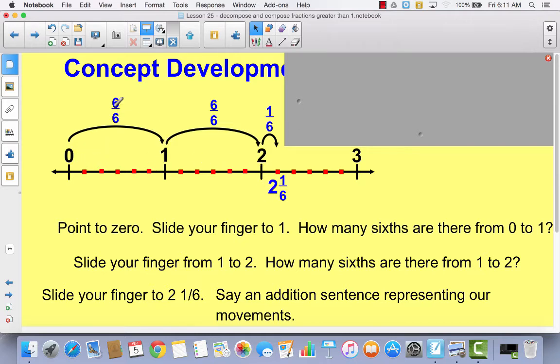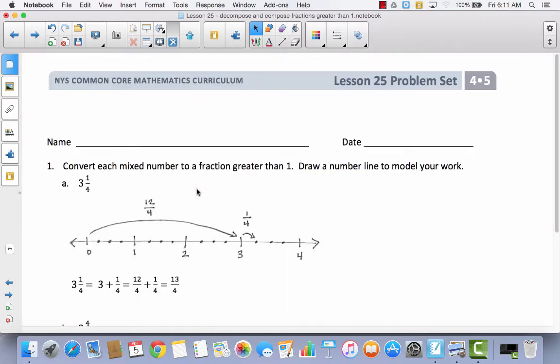You can see from 0 to 1, that's 6 sixes. From 1 to 2, that's 6 sixes. And from 2 to 2 and 1/6, that's one more 1/6. If we added all these together, we would get 13 sixes. So we'll be using this strategy a little bit today on our problem set. So let's go ahead and go to your problem set, put your name on there, and then let's take a look at the directions.